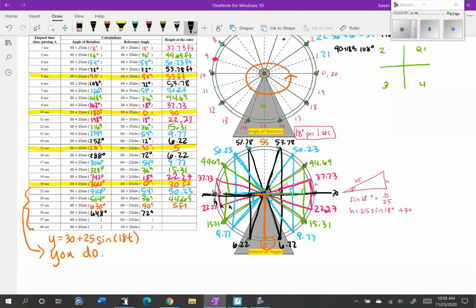And then the next one uses the reference angle of 72. So if that's using that 72 degrees for the reference angle, and again, we are below, same thing with here, we're below. So that tells me that for 36 seconds, we have 6.22 feet. And again, you guys can finish those last two on your own.